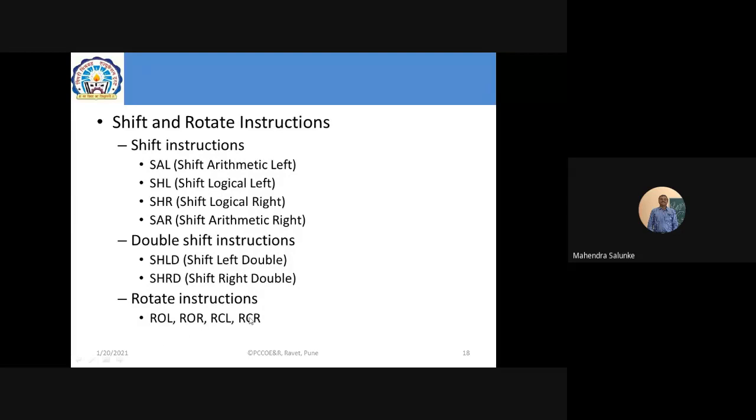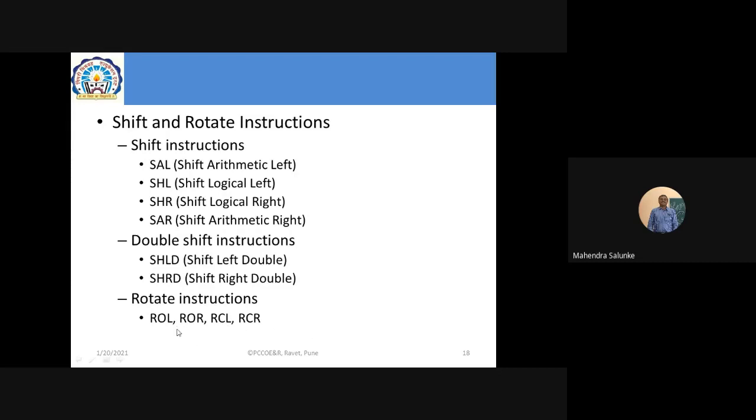But another set of instructions is there, RCL and RCR. In these, carry is also rotated. So ultimately, you can see the carry bit can be preserved in that case. There are various operations where you want to keep that carry in the operand itself. In that case, you can use rotate through carry, so RCR or RCL, these two instructions.